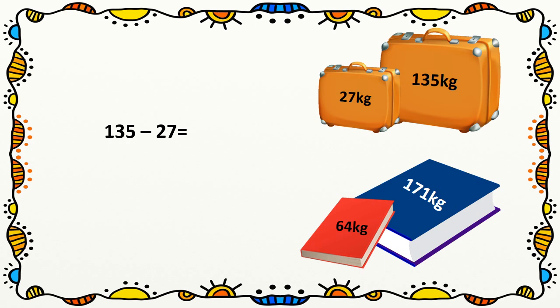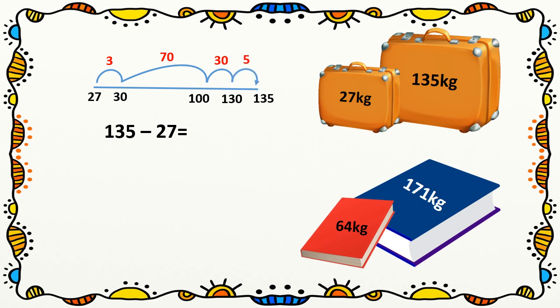135 minus 27 is equal to. 27 onto 30 is 3. 30 onto 100 is 70. 100 onto 130 is 30. 130 onto 135 is 5. 3 plus 70 plus 30 plus 5 equals 108.